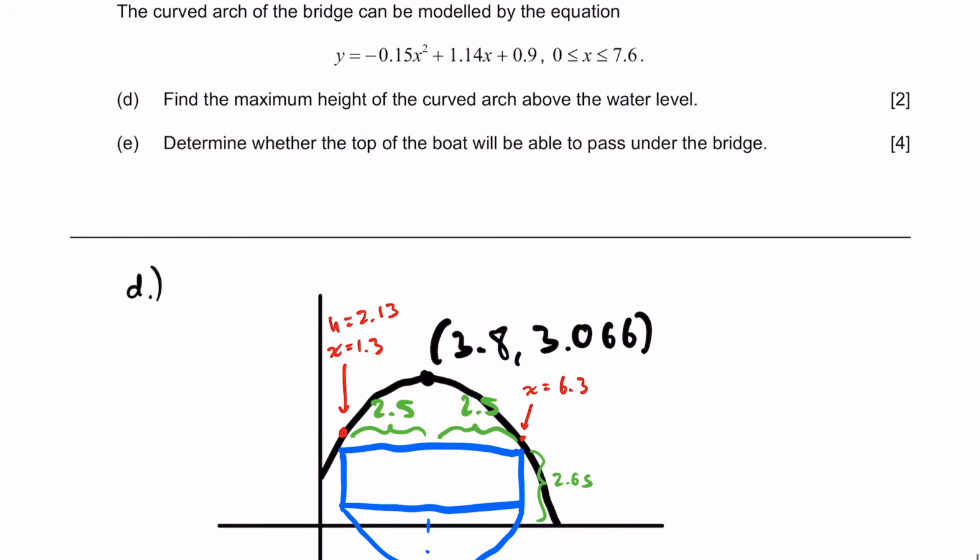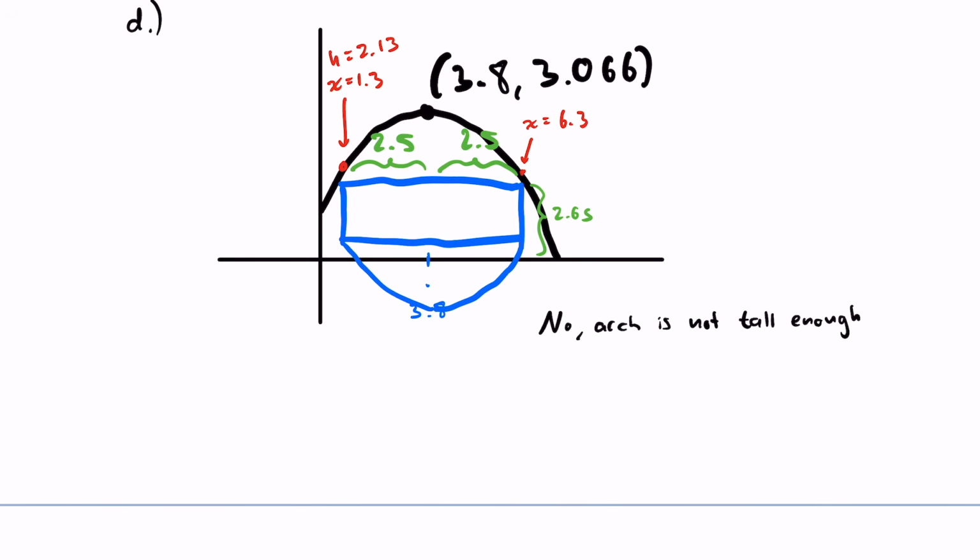Whether the top of the boat will be able to pass through. No, the arch is not tall enough. We could say that 2.65 is greater than 2.13. Or we could say, height of the boat is greater than the height of the arch, essentially. And with that, we would be able to say that no, this boat is, once again, not going to be able to pass through.